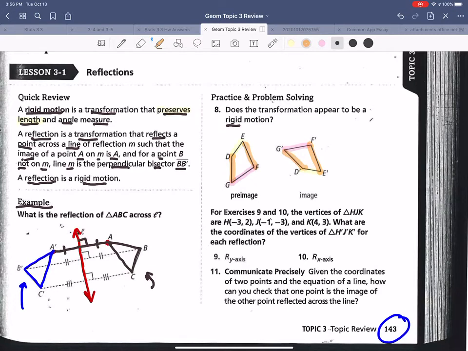Now let's double check our angles. So our angle measurements have to stay the same. So this angle here, angle E looks the same, and F looks the same. So I'm feeling pretty good there that I've got rigid motion. So I'm going to say yes. Angles and lengths are kept the same.